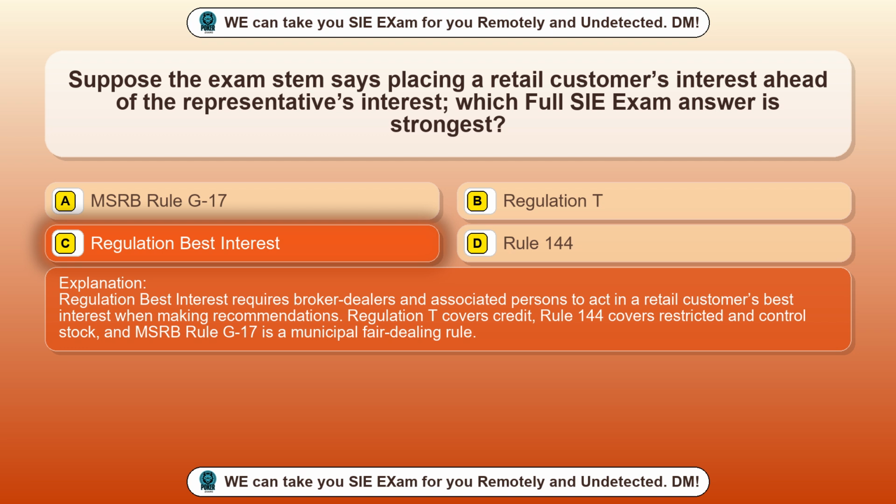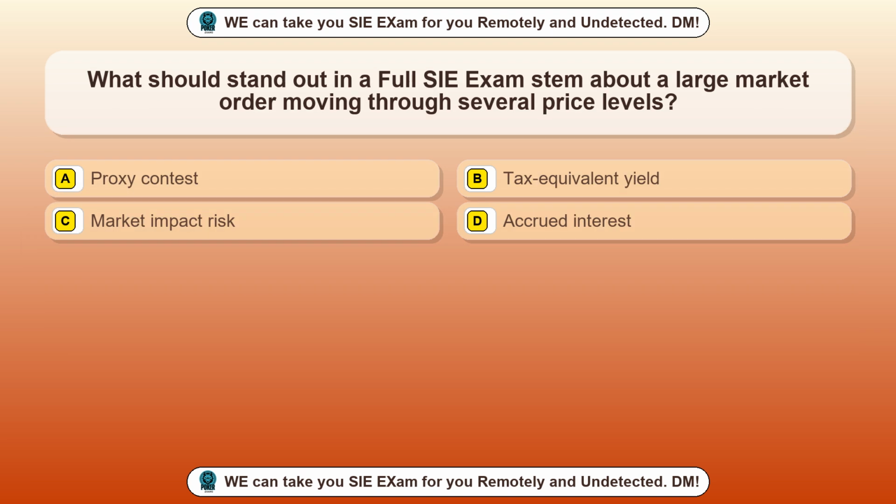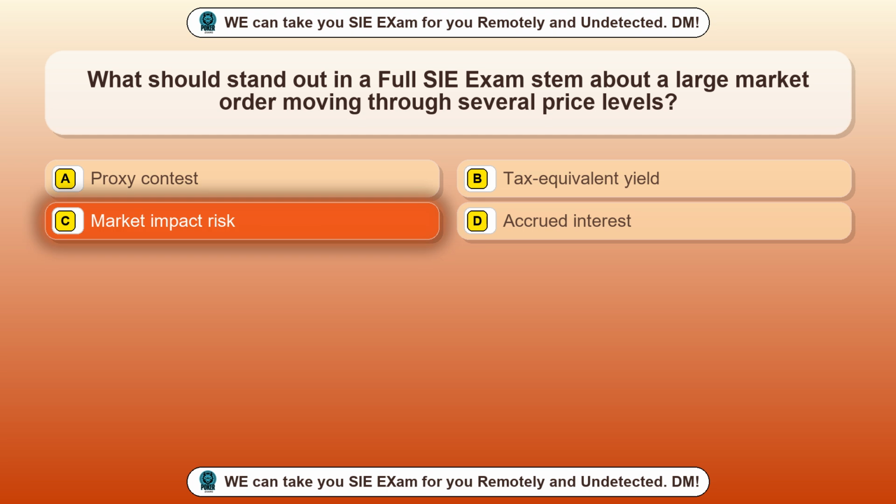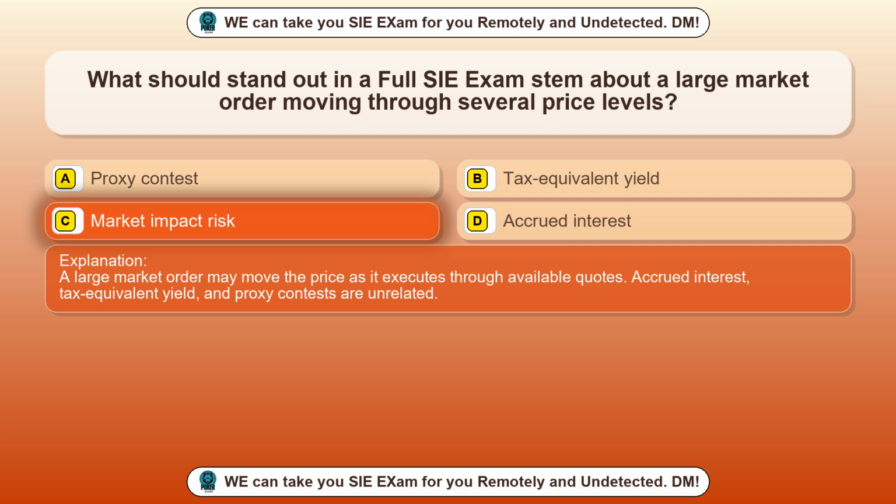Question 78. What should stand out in a full SIE exam stem about a large market order moving through several price levels? Option A, proxy contest. Option B, tax equivalent yield. Option C, market impact risk. Option D, accrued interest. The correct answer is option C, market impact risk. A large market order may move the price as it executes through available quotes. Accrued interest, tax equivalent yield, and proxy contests are unrelated.